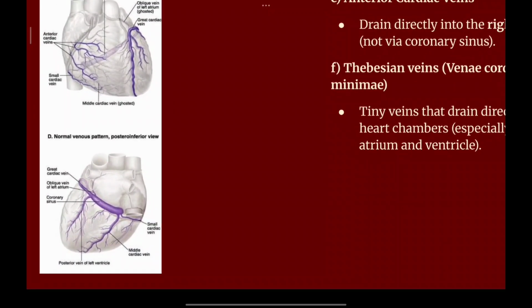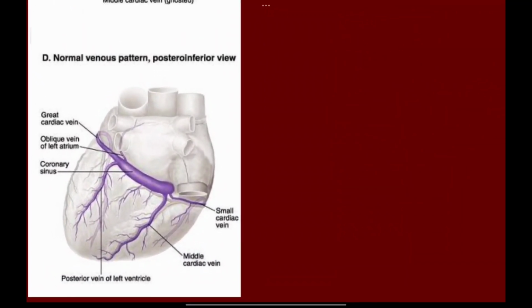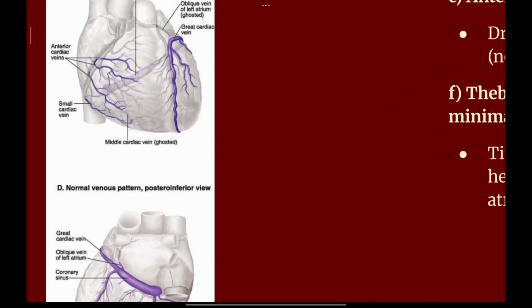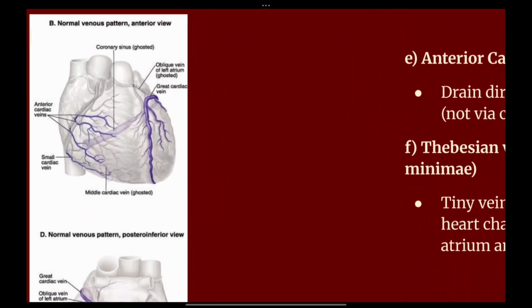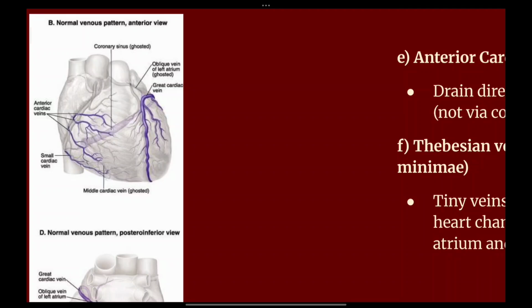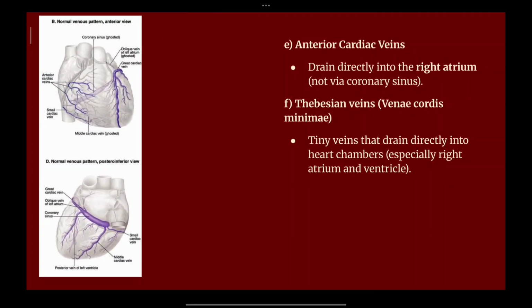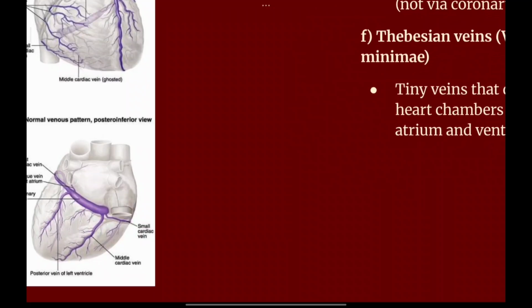So here is an image of how an oblique vein is on the left atrium. And here is the image of a right anterior cardiac vein. And there are small cardiac veins as well, the oblique vein, we have already seen that, and the coronary sinus, which is ghosted. Ghosted in the sense it is not seen, it is posteriorly present.